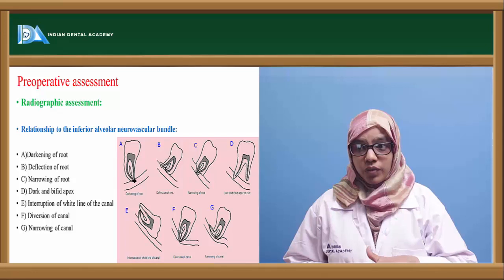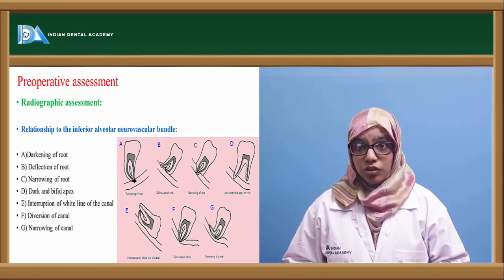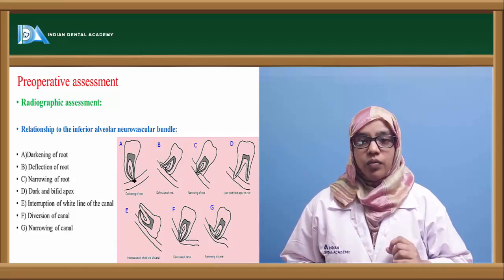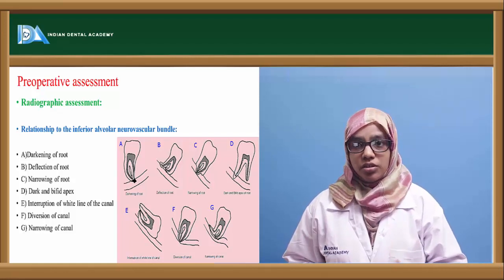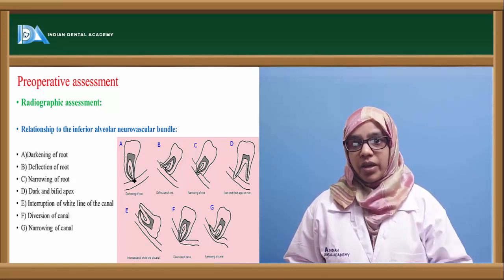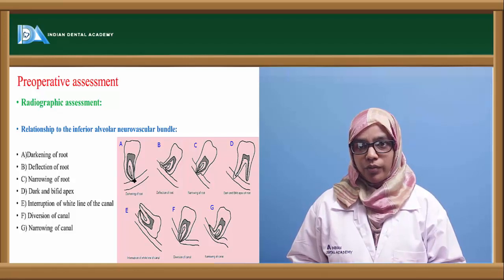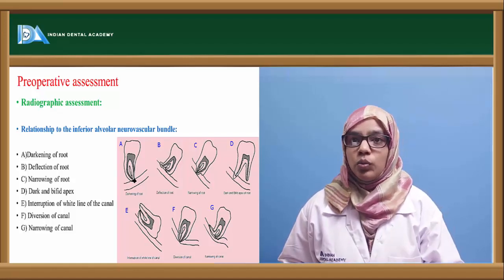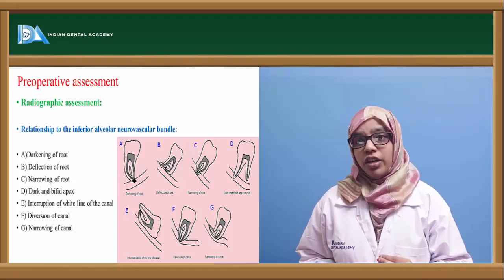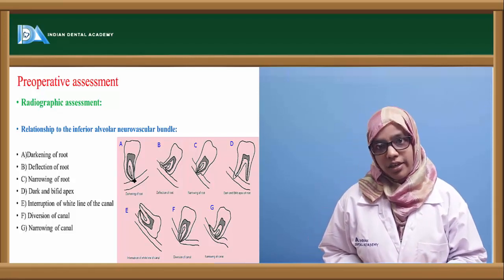There is interruption of the white line of the canal, deviation of the canal and narrowing of the canal. Whenever you see any of these conditions in a radiograph, you should always suspect that the tooth is very close to the inferior alveolar canal or is sometimes into the canal. So a conventional radiograph is not very suitable in this kind.